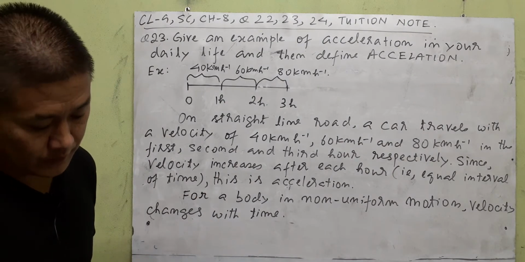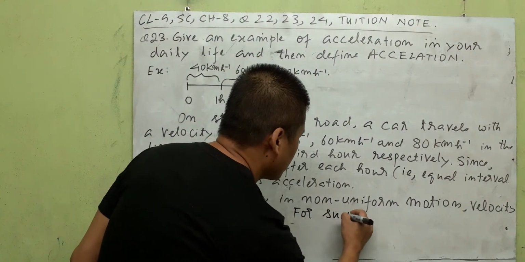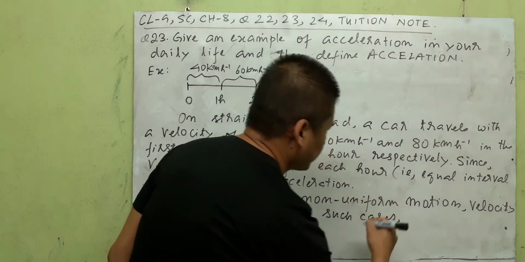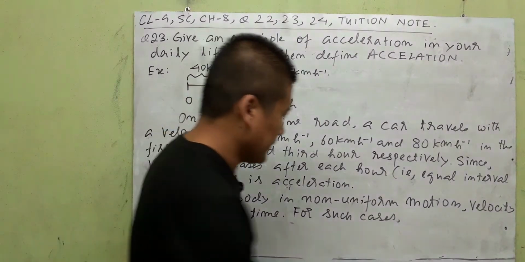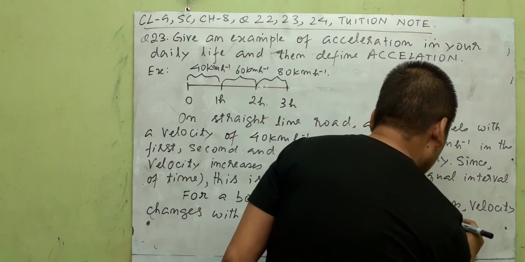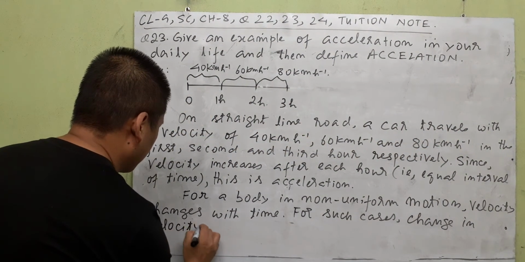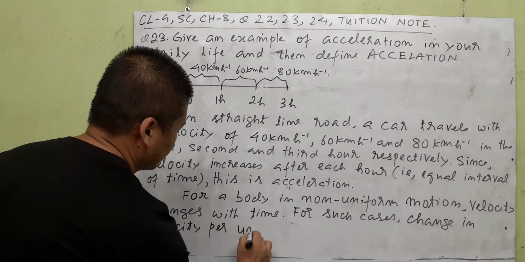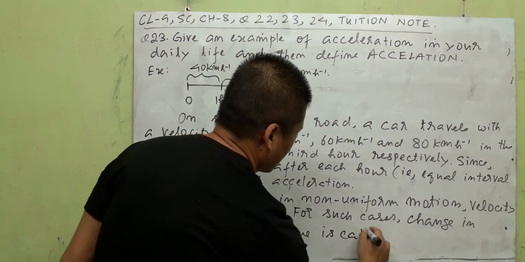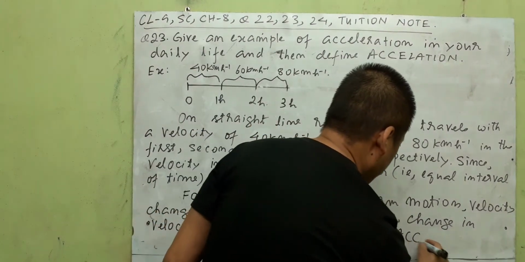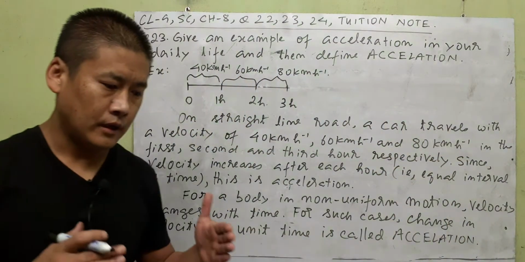Changes with time. For such cases, so for such cases means non-uniform motion, change in velocity per unit time is called acceleration. So acceleration simply means change in velocity. The meaning of acceleration is change in velocity.